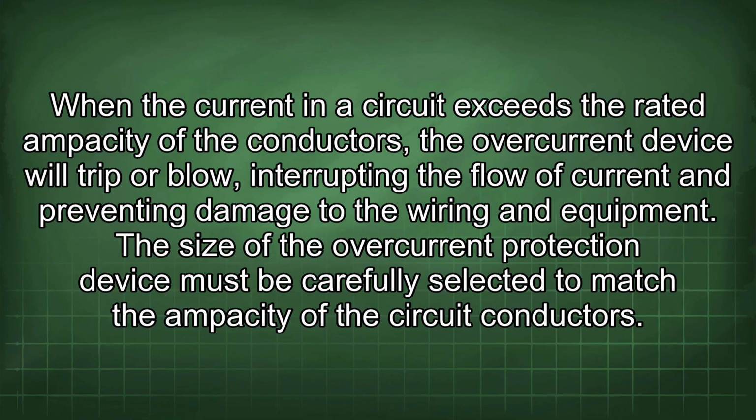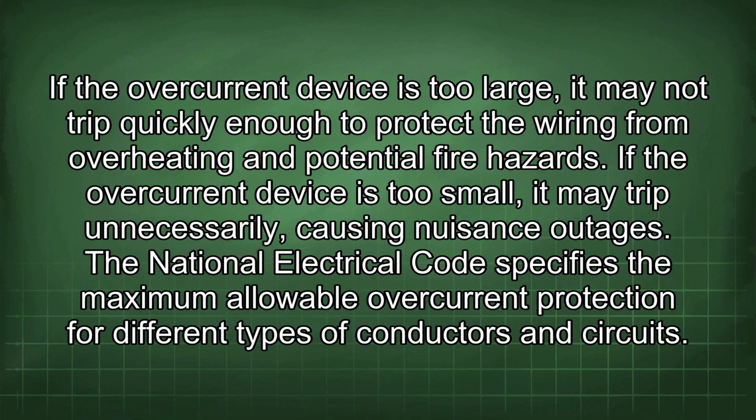The size of the overcurrent protection device must be carefully selected to match the ampacity of the circuit conductors. If the overcurrent device is too large, it may not trip quickly enough to protect the wiring from overheating and potential fire hazards. If the overcurrent device is too small, it may trip unnecessarily, causing nuisance outages. The National Electrical Code specifies the maximum allowable overcurrent protection for different types of conductors and circuits.